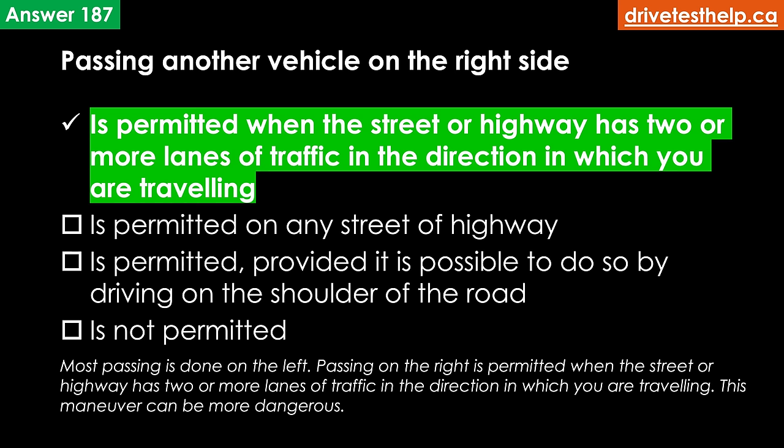Most passing is done on the left. Passing on the right is permitted when the street or highway has two or more lanes of traffic in the direction in which you are traveling. This can be the case on a multi-lane highway or on a one-way street. However, this maneuver can be more dangerous than passing on the left.